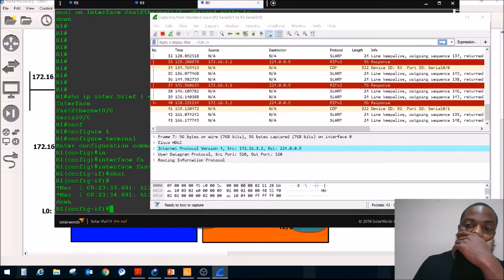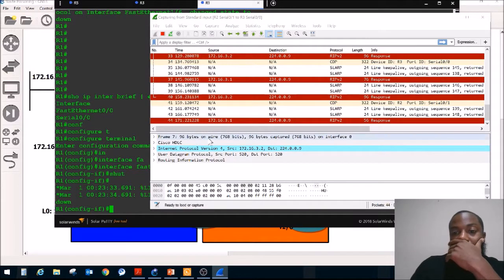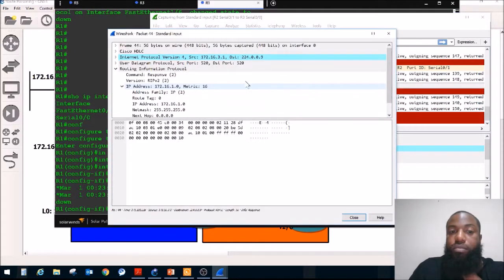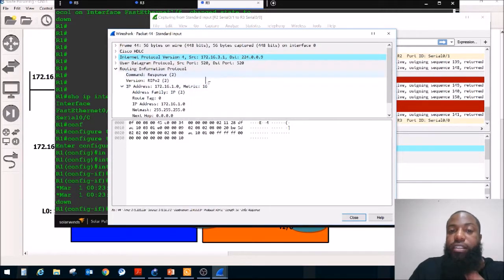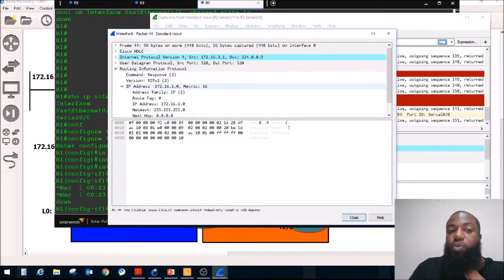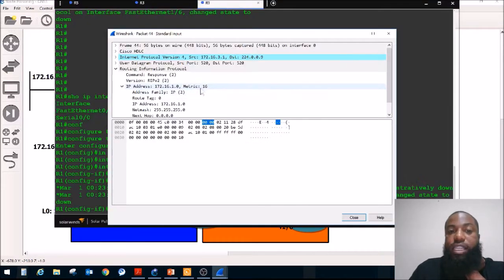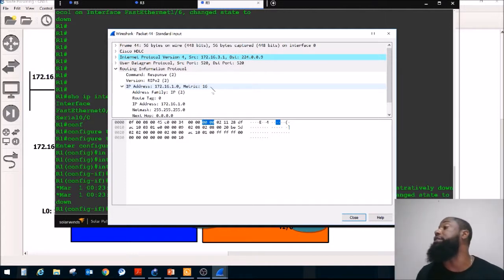We are going to receive some RIP updates. Right now, there it is. Yeah, there it was right there. So right now it says 172.16.1.0 network, which is this interface, which is this network right here. He says that the metric is 16. So he says, hey, it's 16 hops to get that way.